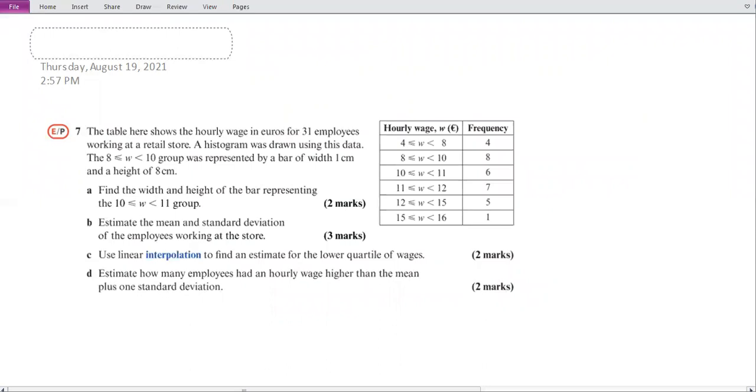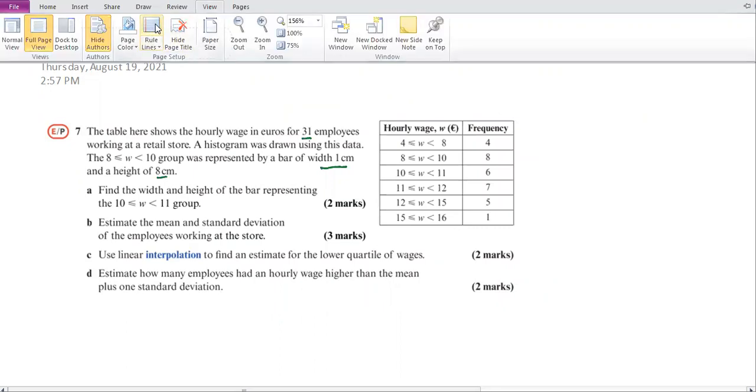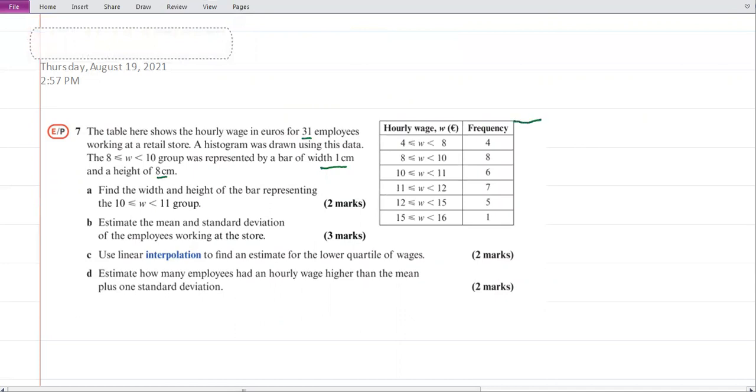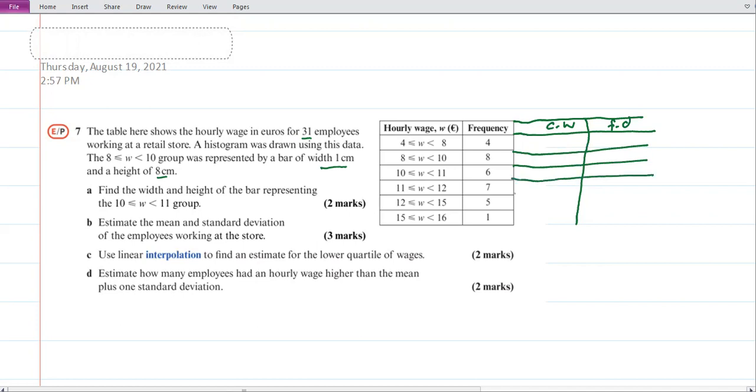The table here shows hourly wages in euros for 31 employees. This is the table. This is without any gap. The 8 to 10 group was represented by a bar of width 1 centimeter and a height of 8 centimeters. So you have to do the same thing that I did, because you have to do a comparison. For comparison you should add your original class width and frequency density first. Then you will be able to do the comparison. This is class width and this is frequency density. If you write for each group, it will become easy for you.